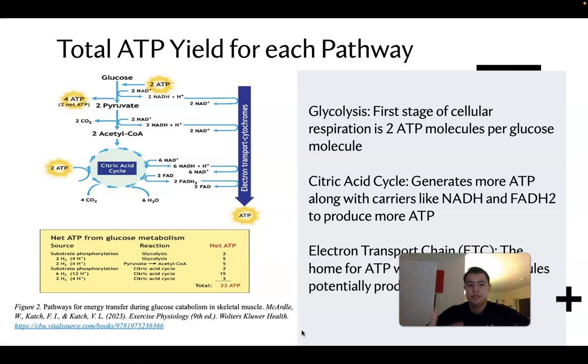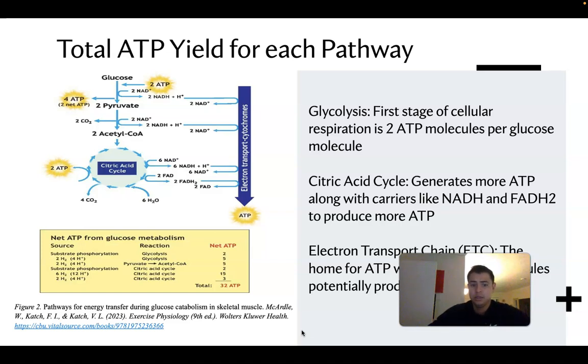Okay, so next is the total ATP yield for each pathway. As you can see, glycolysis, citric acid cycle or Krebs cycle, and then the electron transport chain. Glycolysis is the first stage of cellular respiration, where 2 ATP molecules per glucose molecule are produced. Then that converts and enters the citric acid cycle, where it generates more ATP along with carriers like NADH and FADH2 to help produce even more ATP.